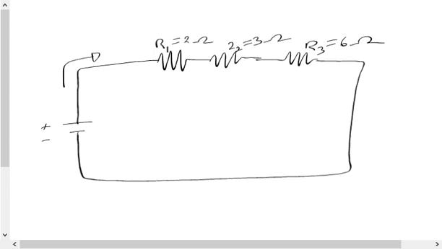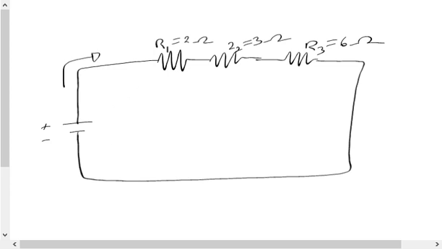And what I want to do first is, if I have questions, let's say, for example, I want to find the power through the circuit. There's a sequence and order in which I need to do things. I need to first find the equivalent resistance. I need to then find the current. And then I can find the power through the circuit.